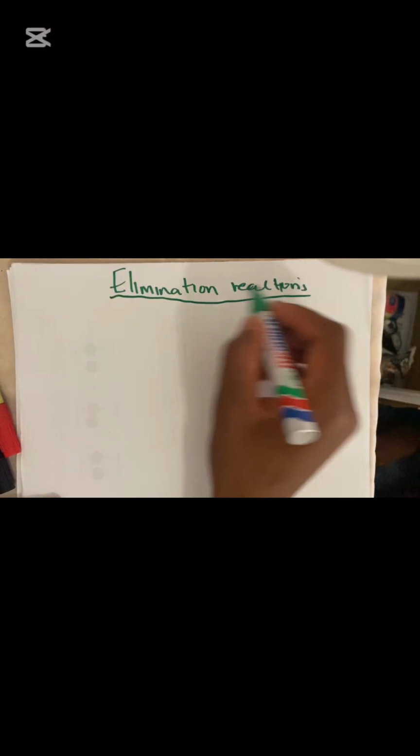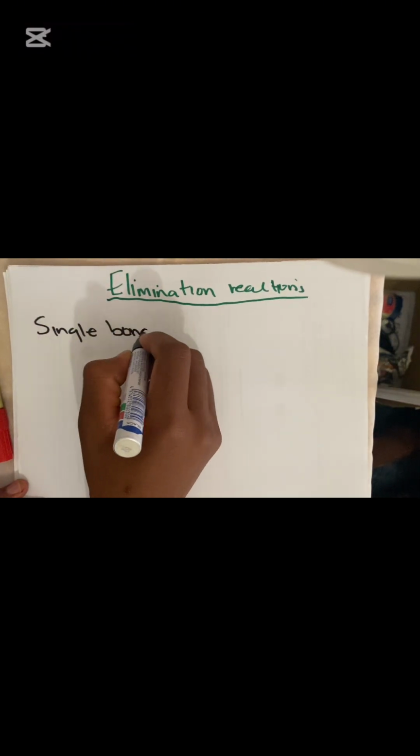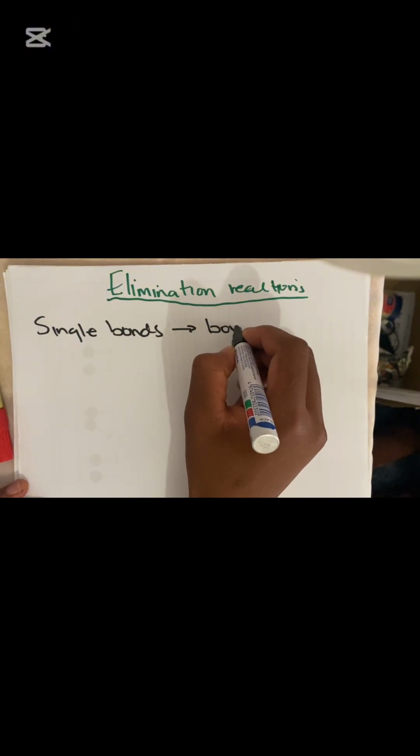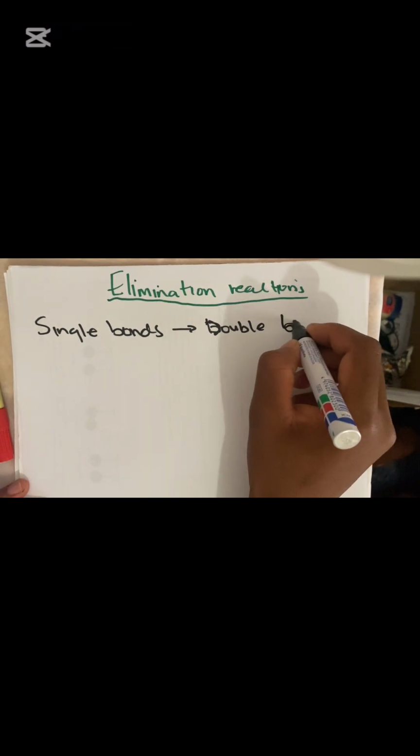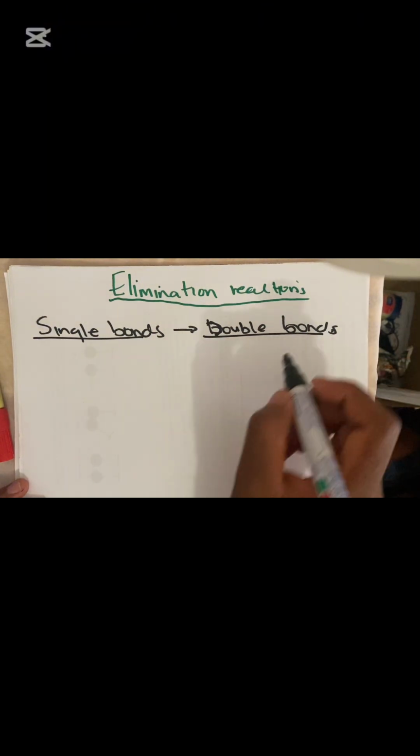All right. Now we will be looking at elimination reactions. So, what is an elimination reaction? In an elimination reaction, we are converting a compound with single bonds to a compound with double bonds.